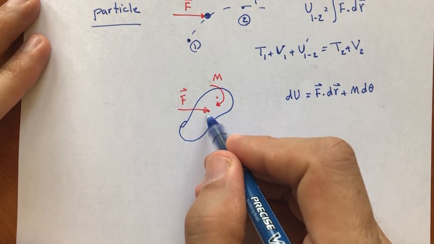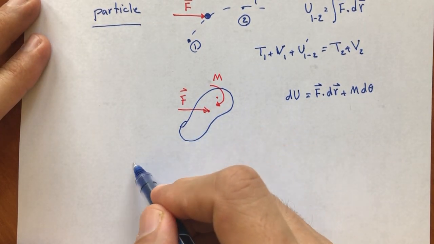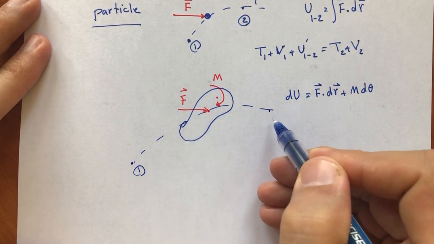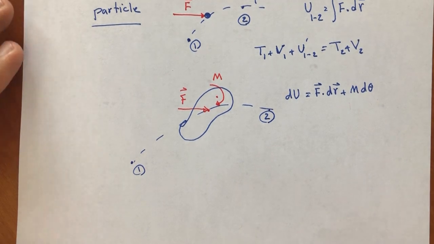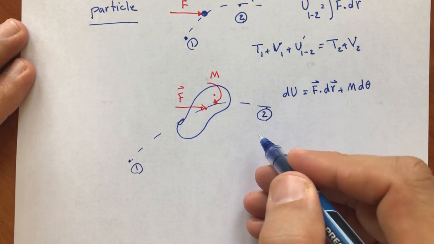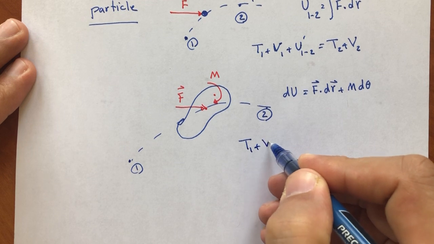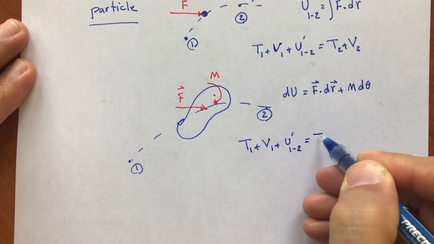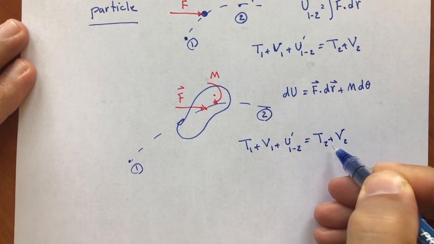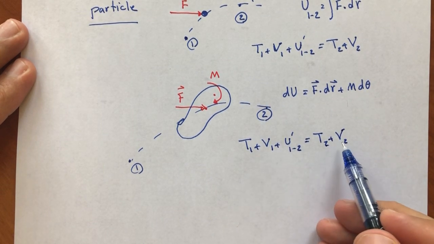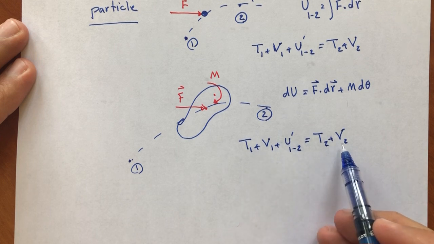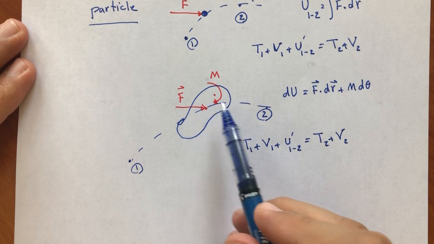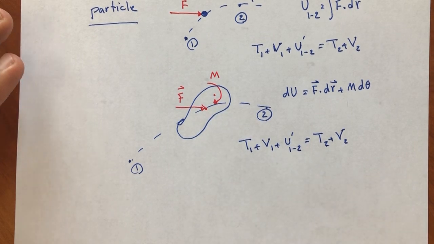So if this rigid body moves from point 1 to point 2, then we can use the work energy equation between these 2 points. T1 plus V1 plus U prime from 1 to 2 is equal to T2 plus V2. These are the kinetic and potential energies at point 1 and point 2, and U prime is the work of nonconservative forces and moments between 1 and 2.